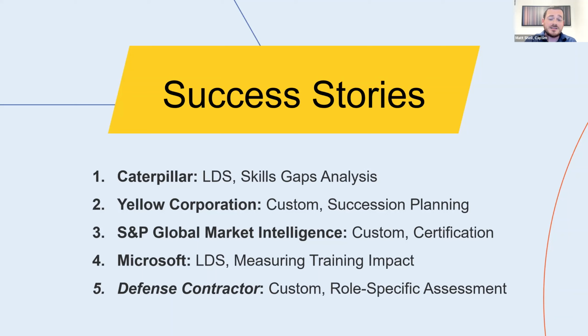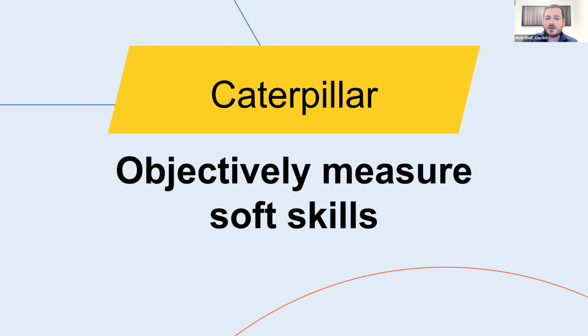we're going to share with you again the L&D challenges that each of the companies on screen faced, how inboxes were implemented to address them, and some of the key outcomes that we were able to achieve. To start off, let's take a look at Caterpillar and how they use inbox simulations to objectively measure soft skills, a bit more of a general case here.